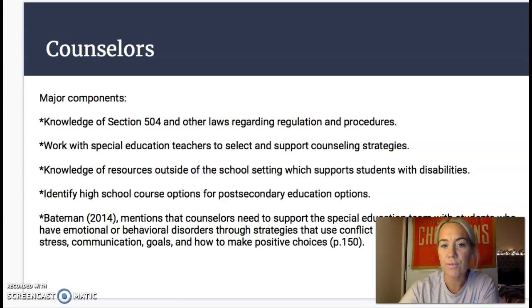They have to have knowledge of resources outside of the school setting which support students with disabilities. Identify high school course options for post-secondary education options. Bateman mentioned that counselors need to support the special education team with students who have emotional or behavioral disorders through strategies that use conflict resolution, anger management, stress, communication, goals, and how to make positive choices.